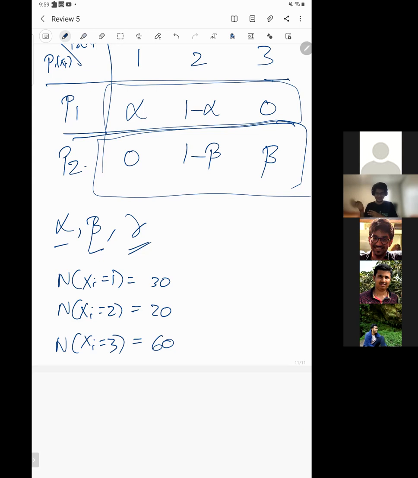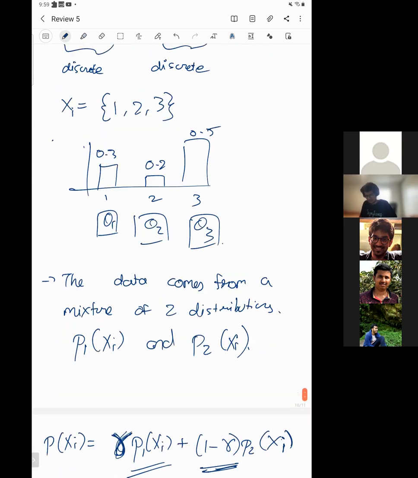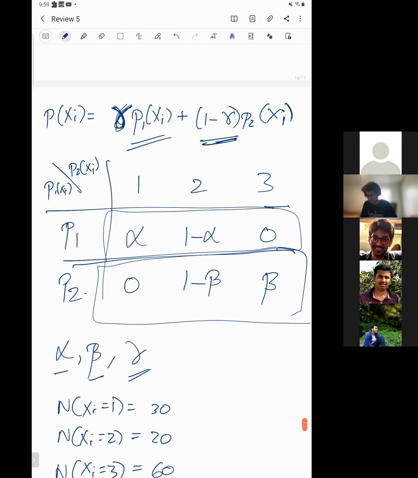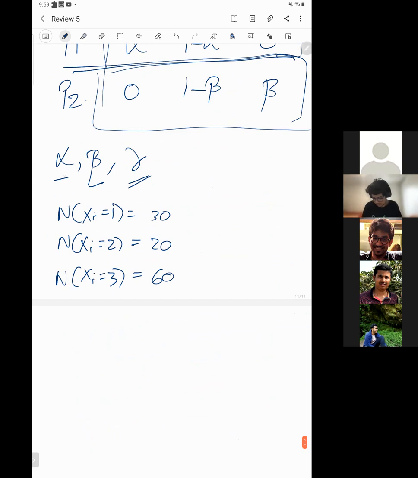There are 30 samples where xi is 1, there are 20 samples where xi is 2, and there are 60 samples where xi is 3. So basically this is a problem, and what you need to do is find, using the EM algorithm, the optimal values of alpha, beta, and gamma. And actually it converges directly in the first step of the EM algorithm.